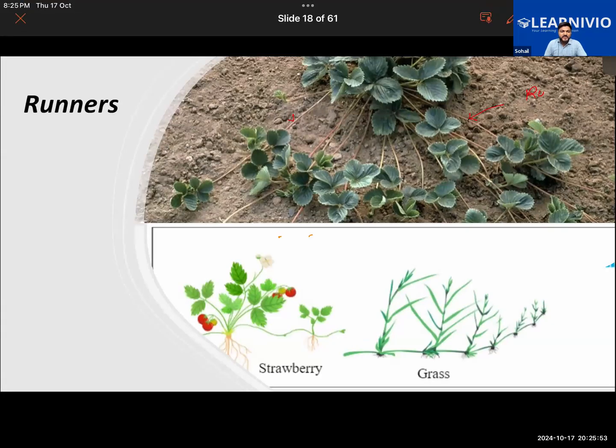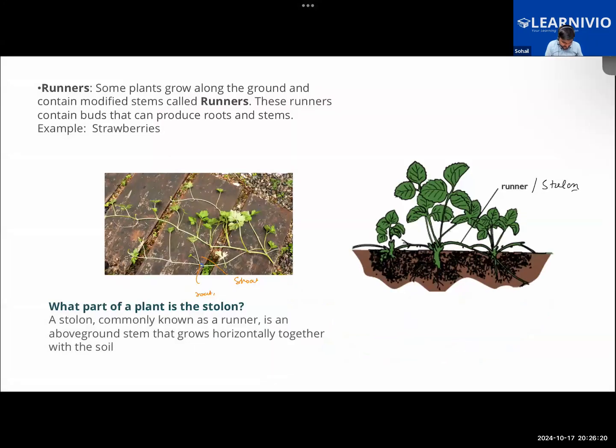The next type of vegetative propagation we'll be seeing is in the case of runners. There are some plants that grow along the ground and contain modified stems called runners. At certain parts of the runners, you will see there will be nodes present on it. Take for example, a node will be present here, and from that bud, roots and shoots will be developing.